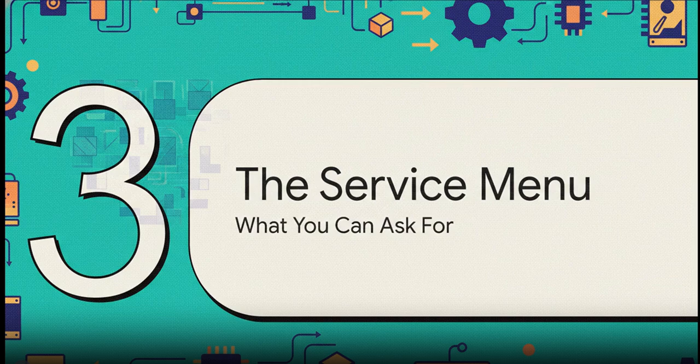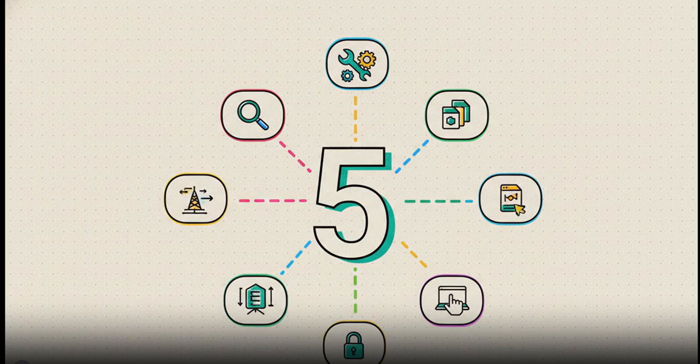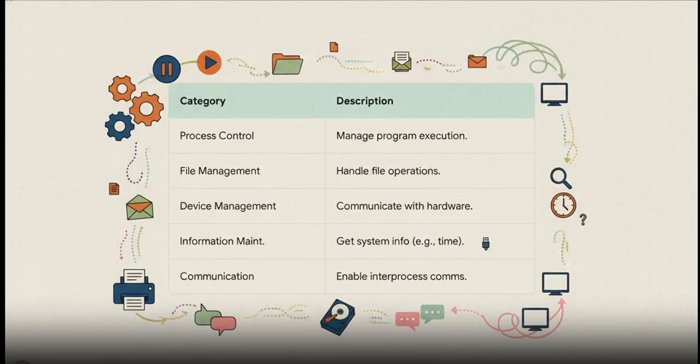That brings us to section three: the service menu. Turns out the kernel offers a pretty specific list of services. And believe it or not, pretty much all the thousands of possible requests can be neatly sorted into just five main categories. First up, you've got process control. This is all about starting, stopping, and just generally managing programs. Then there's file management, which is exactly what it sounds like: creating, opening, reading, and writing files. Device management is how you talk to things like your printer or your hard drive. Information maintenance is for asking simple questions like, hey, what time is it? And finally, communication, which lets different programs running at the same time talk to each other.